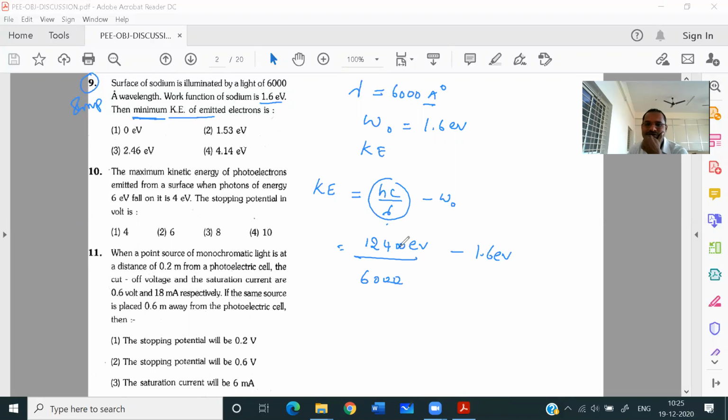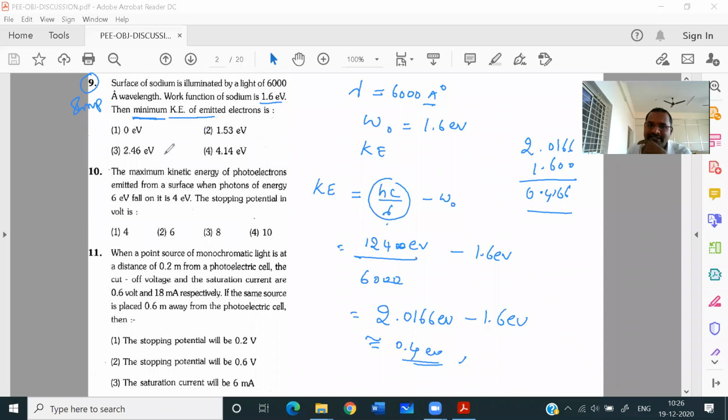Clear? Yes, two zeros cancel. Just now we calculated it is about 2.0166 electron volt. Just now we have calculated in the 8th question. That's why I'm writing minus 1.6. If you do this, how much will you get? 2.0166 minus 1.600 means approximately 0.4 electron volt you are getting.